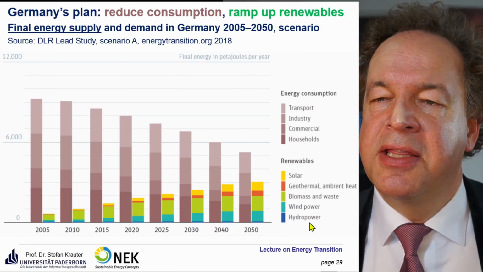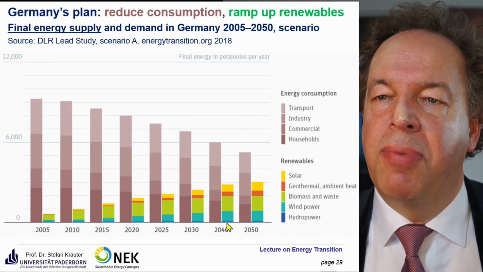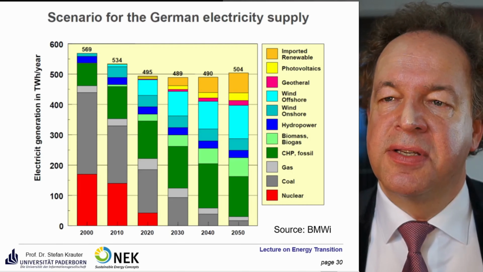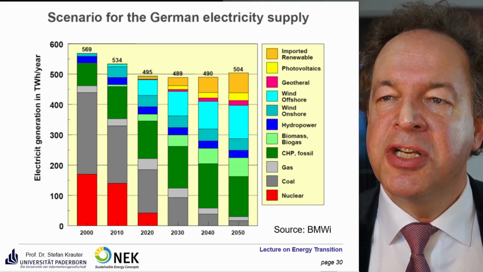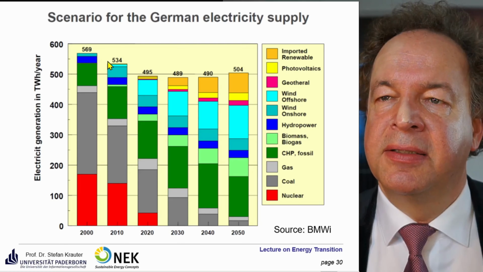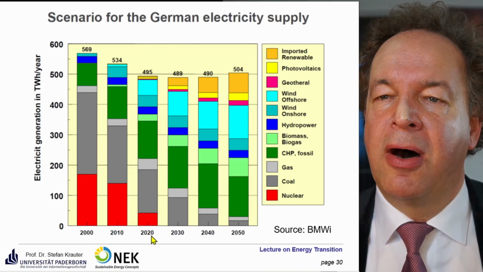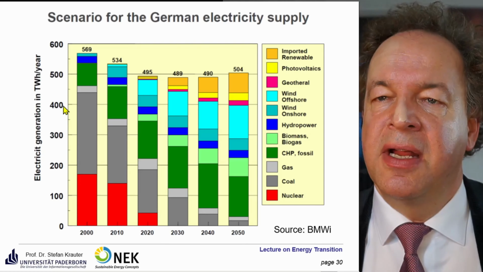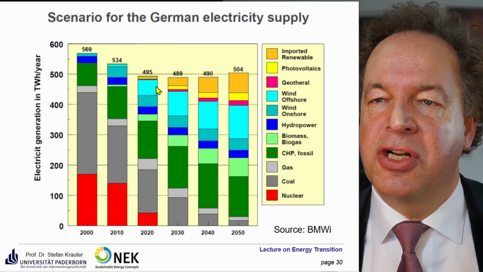So you see here the ramp up of renewables, biomass and waste, wind power and solar power in principle. This is also a scenario by the Ministry of Economy and Energy. So you see a steep decrease in conventional energy forms. Here the fade out of the nuclear power plants is finally carried out in 2022. And then also the fade out of the coal power plants and the substitution of them by renewables and by reduction of energy consumption.